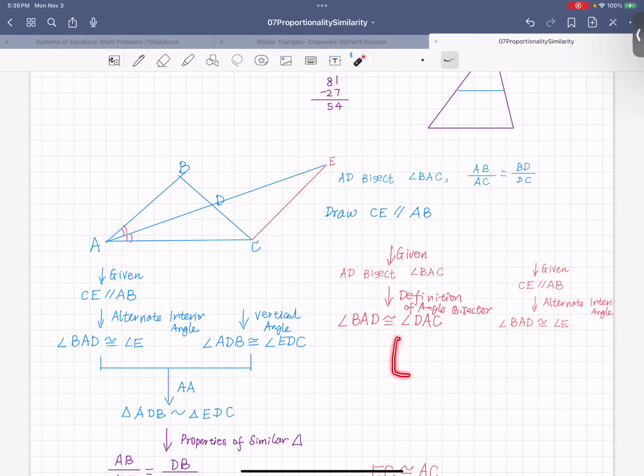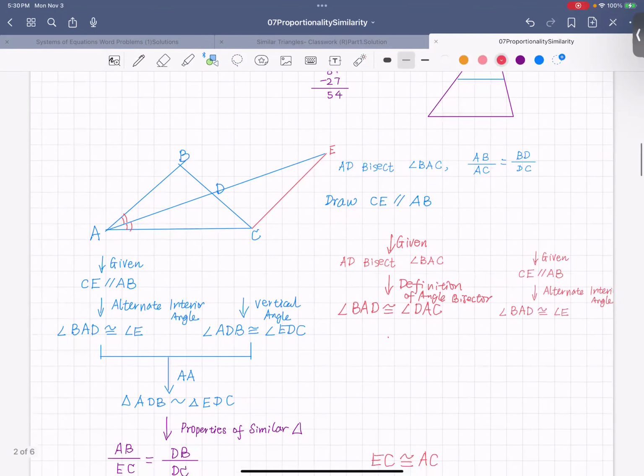And then if you make these two connected together, you will have who? Which angle congruent to which angle? Angle DAC is congruent to angle E because of transitive property. Yes, angle DAC is congruent to angle E because of transitive property.